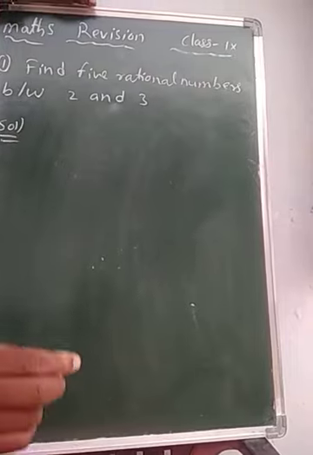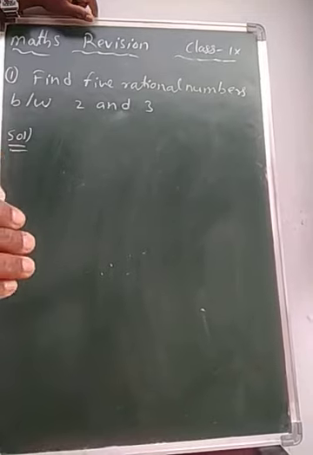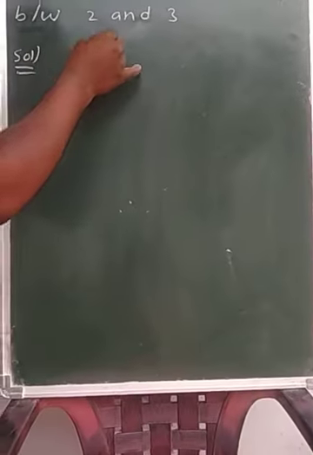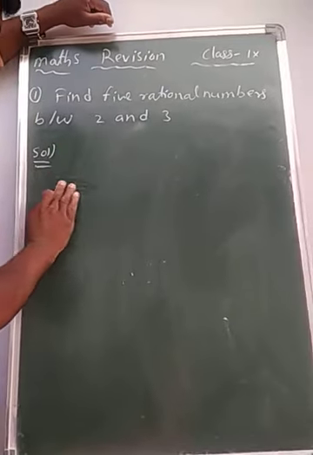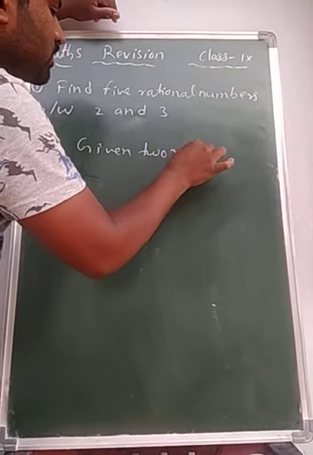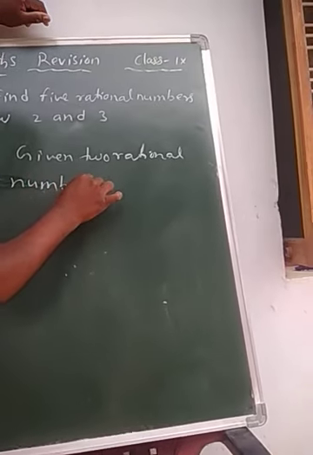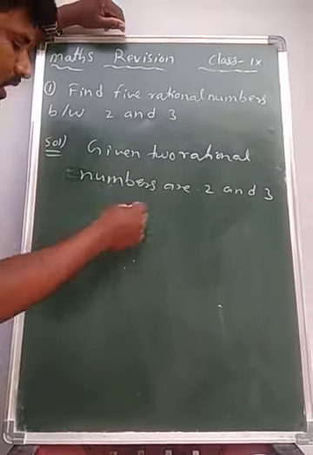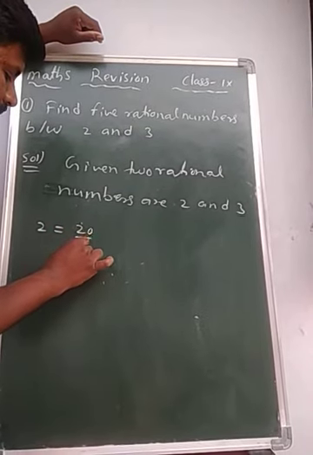Now, we know, children, in between any two rational numbers there exist infinite rational numbers. So what I am doing here: what are the given two rational numbers? The given two rational numbers are 2 and 3. We can write 2 is equal to 20 by 10.